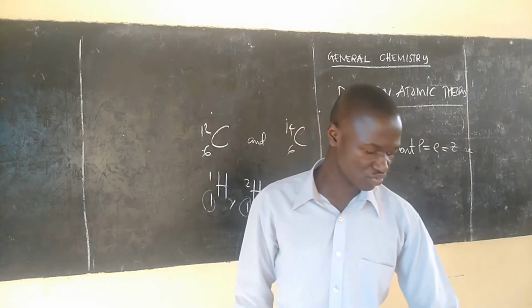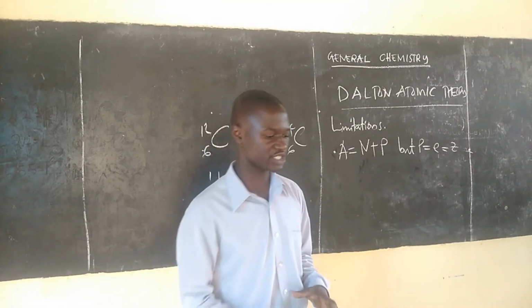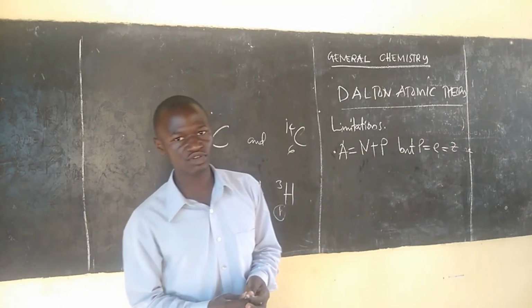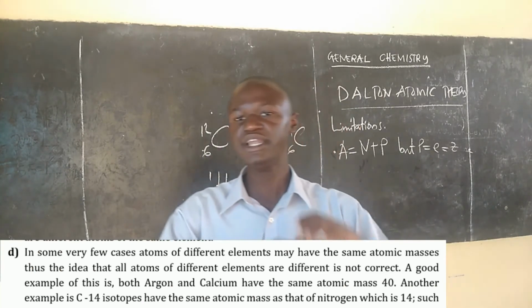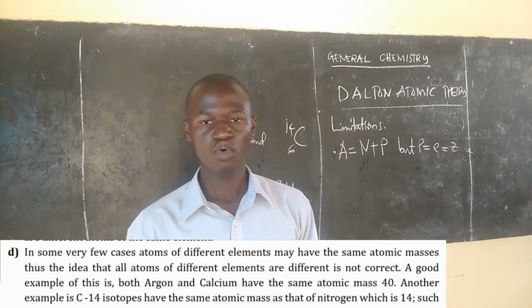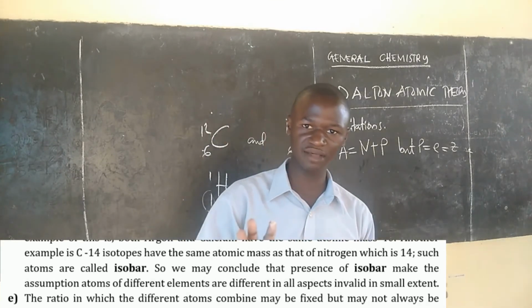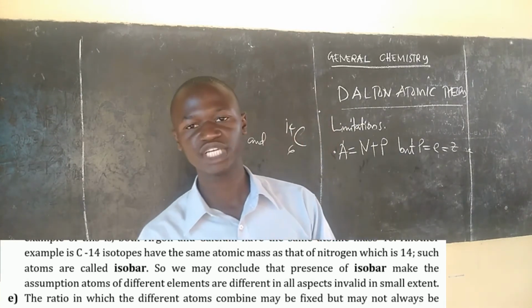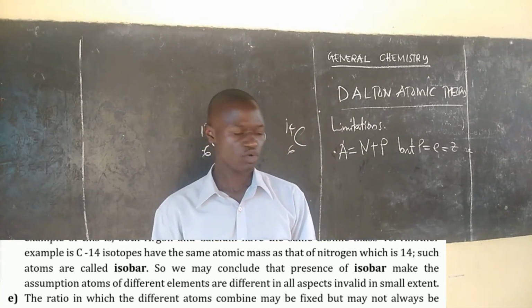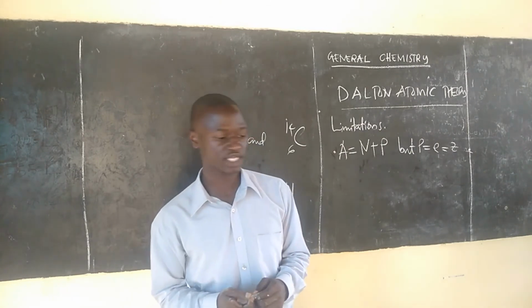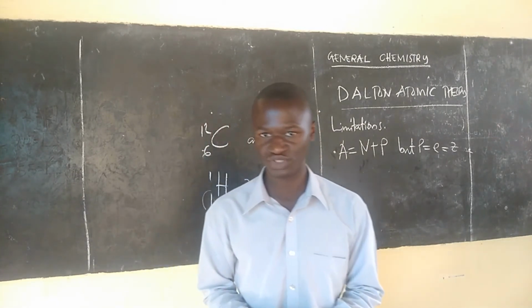Dalton was talking about atoms of different elements, and he said that atoms of different elements, they must be different in every property. We can't have atoms of different elements which are alike or which are similar in any of the property. But that idea is not correct. Why is it not correct? It is because of the existence of the isomers and even isotons.